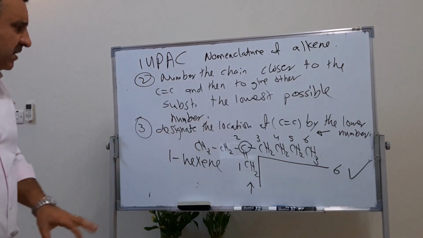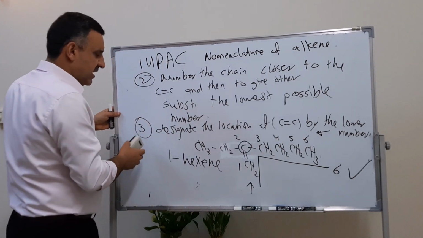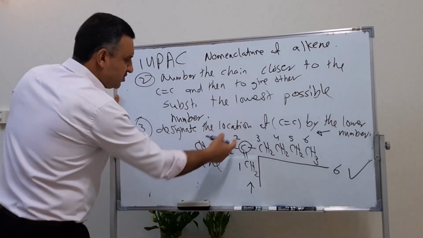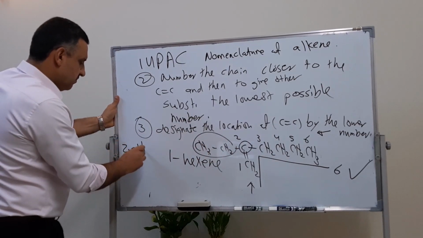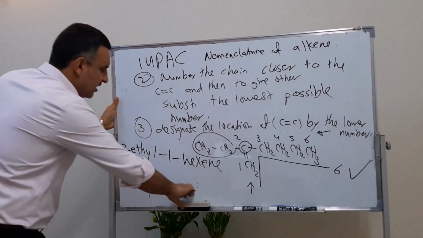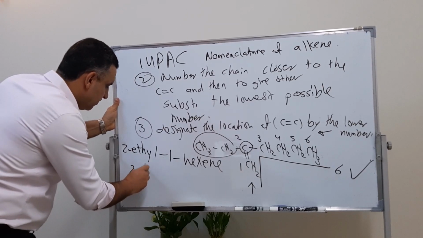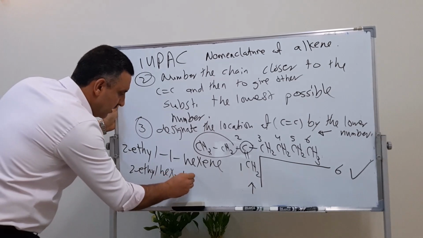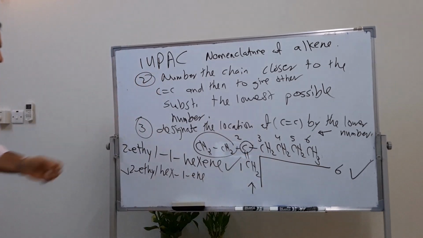So these are simply the rules for the nomenclature. If you want to continue the name now, the name of this compound will be what? We have at position 2 this group, which is the ethyl. So we have 2-ethyl-1-hexene. Or in some of the textbooks, we may write it like this: 2-ethylhex-1-ene. So both are correct, both are the same name of the same compound.